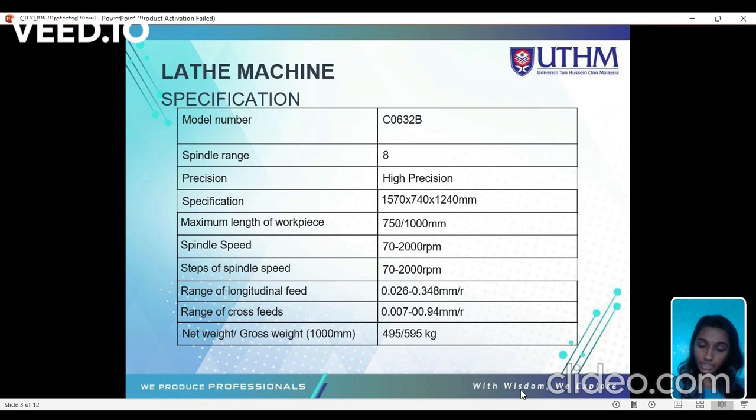The spindle speed is 770 to 2000 rpm, and the steps of spindle speed is the same. As we go to the next part, range of longitudinal feed is 0.026 to 0.348 mm per hour, and range of cross feed is 0.07 to 0.94 mm per hour. And the net weight or gross weight is 495 to 595 kilogram. Okay, that's all for the specification of lathe machine.